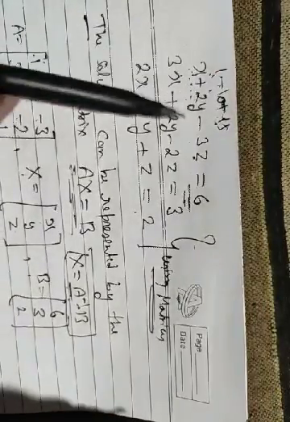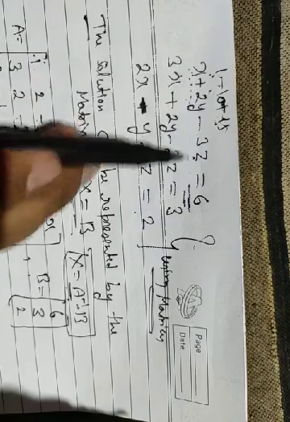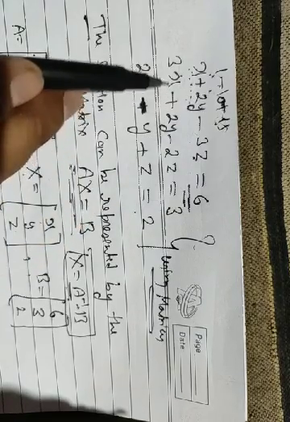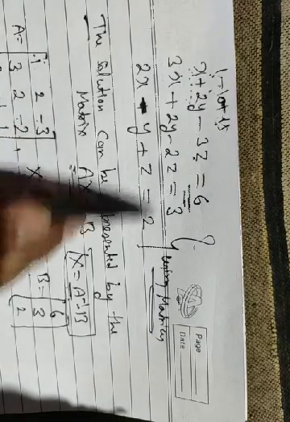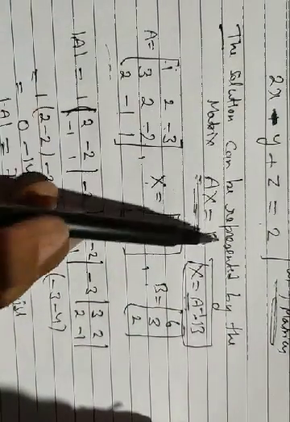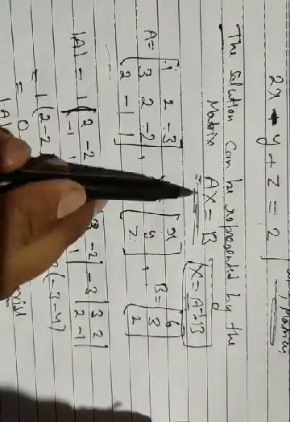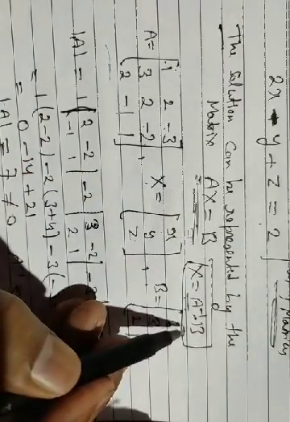We have a linear equation in 3 variables there: x plus 2y minus 3z equal to 6, 3x plus 2y minus 2z equal to 3, 2x minus y plus z equal to 2. Then we are going to find the solution there. The solution can be represented by the matrix Ax equal to b. Then we get the solution x equal to A inverse dot b.